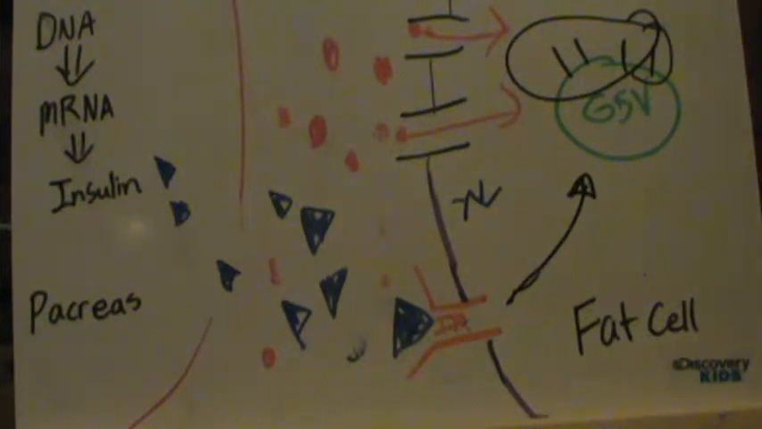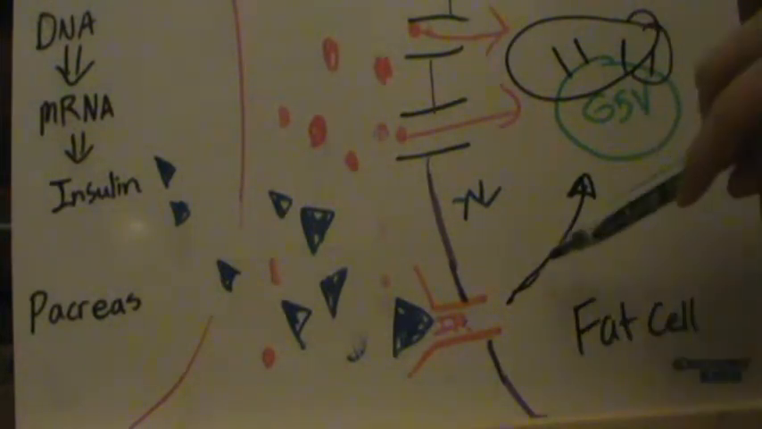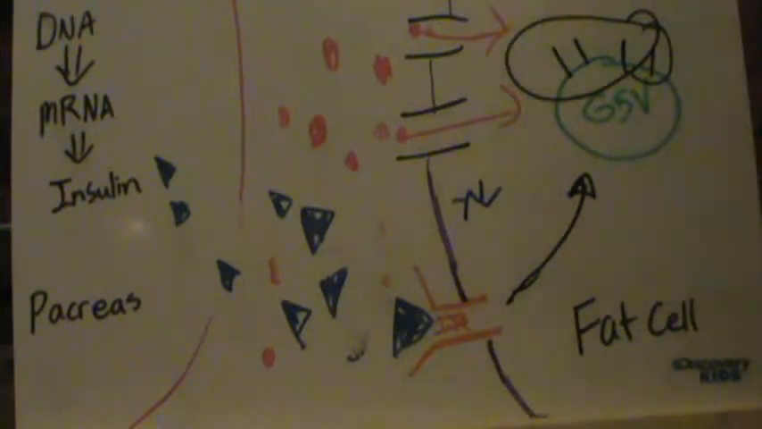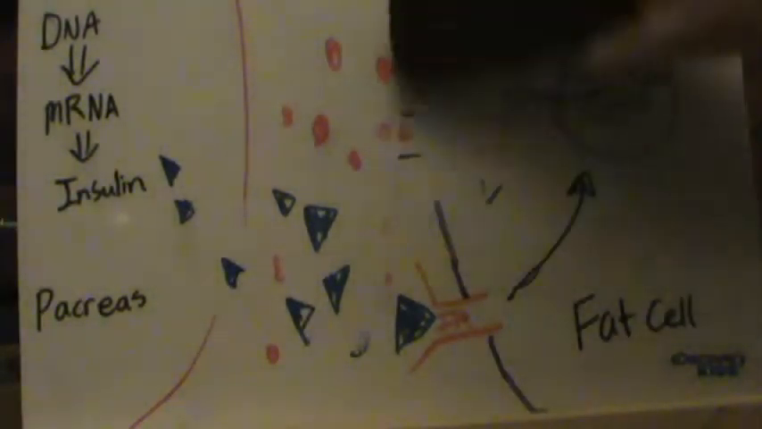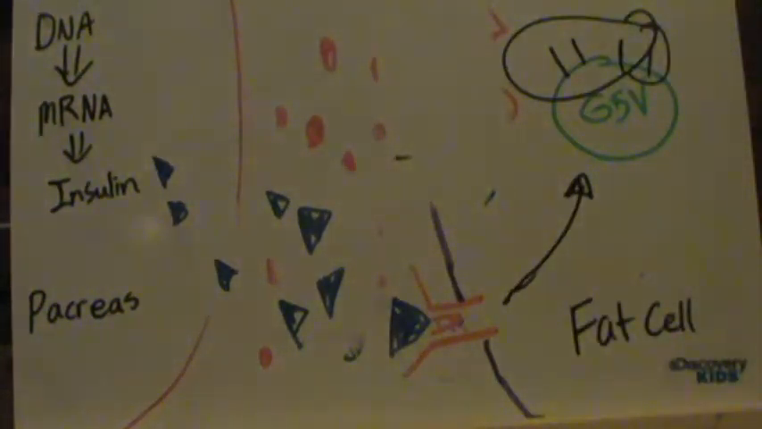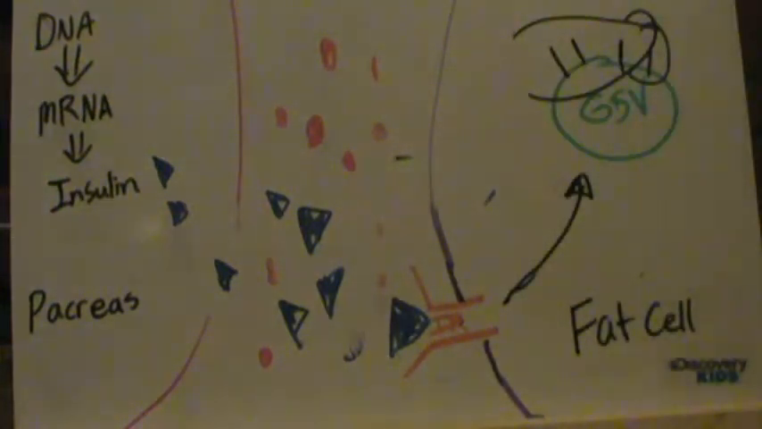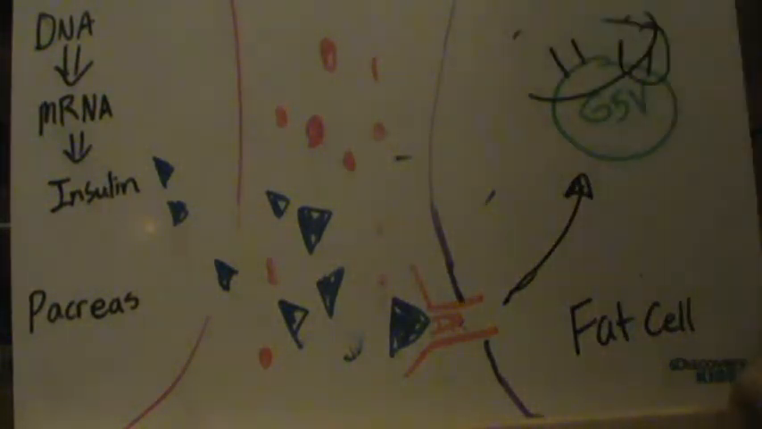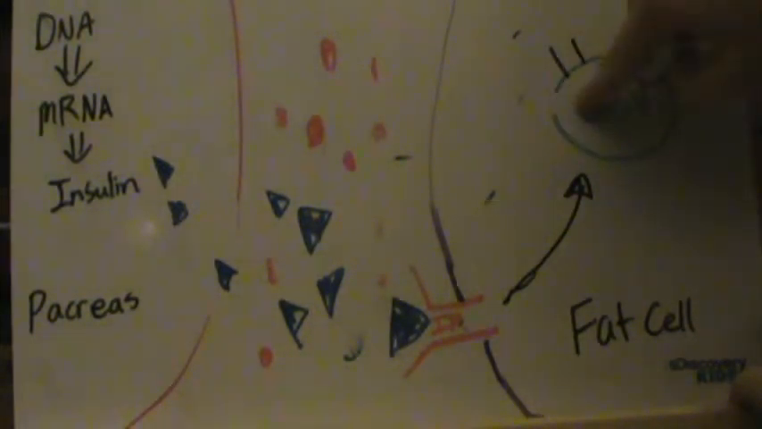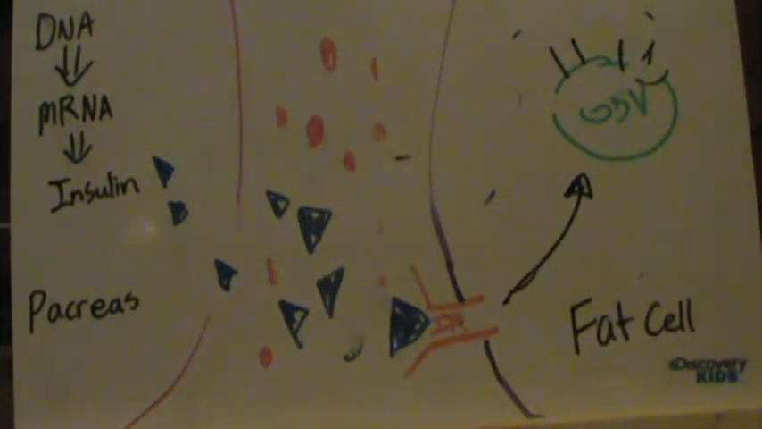So for an example, our GSV could get so tired of releasing GLUT4 that eventually it just doesn't have the energy to release anymore. So because GSV never releases, this whole process never happens. So that whole process of getting the glucose into the fat cell, it never works, because the GSV never released its GLUT4. So that's basically it.